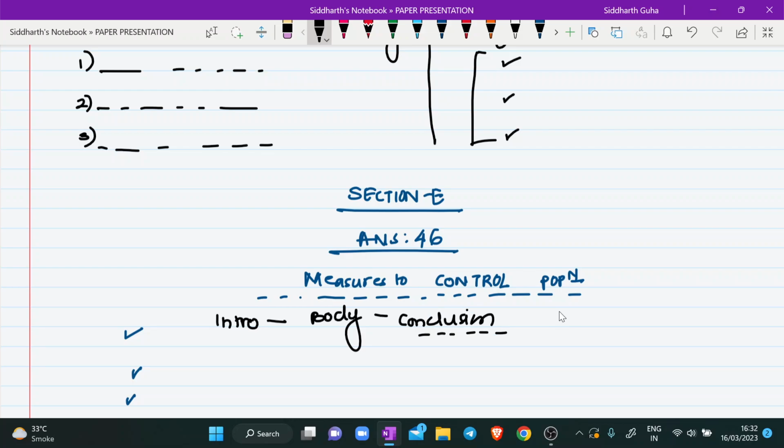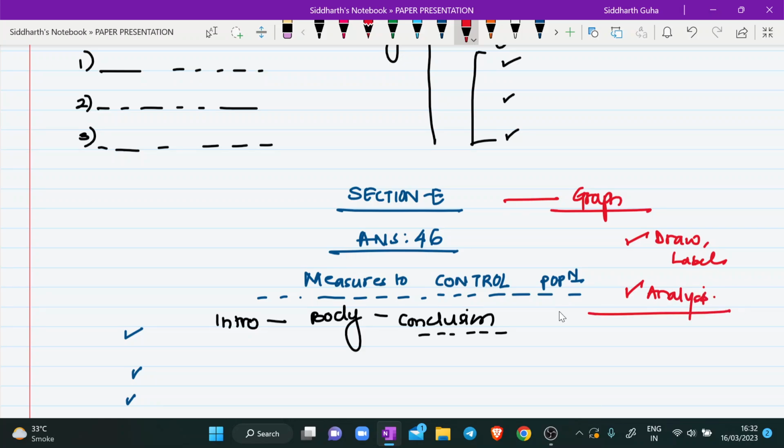Don't miss the conclusion. In section E you will get a graph. In that graph question, ensure that you draw it appropriately, label it appropriately, and write the analysis part very, very clearly, as we have discussed in the class. Nothing major to be taken care of, but these things will give you that extra edge.